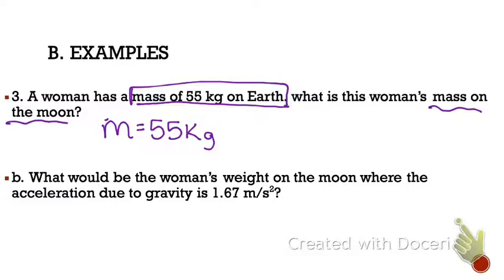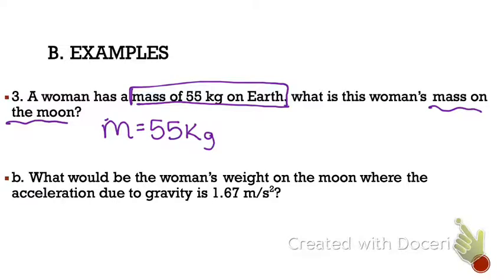But it asks then in B, what would the woman's weight be on the moon, where the acceleration due to gravity is 1.67 meters per second squared? Notice that they told us two things. They told us we were on the moon, and they told us the acceleration due to gravity. If you are in another location, the g should be provided to you. Again, if it states you're on Earth or states nothing at all, you can assume safely that you are on Earth. Notice that the acceleration due to gravity is less.